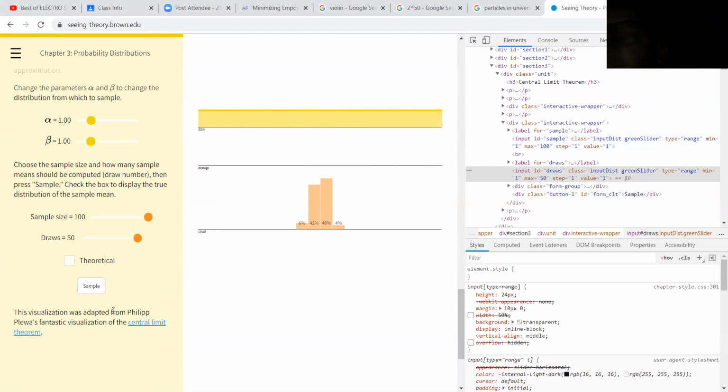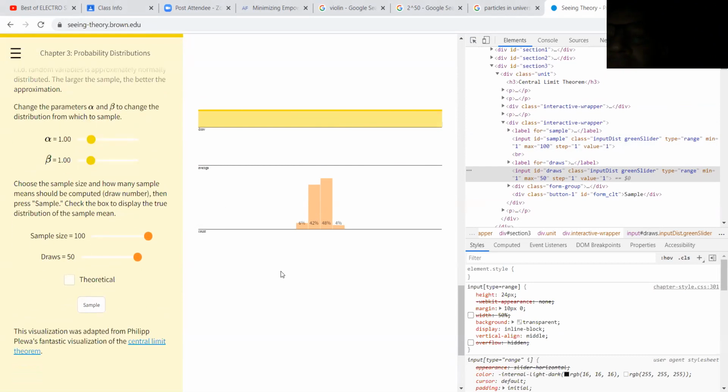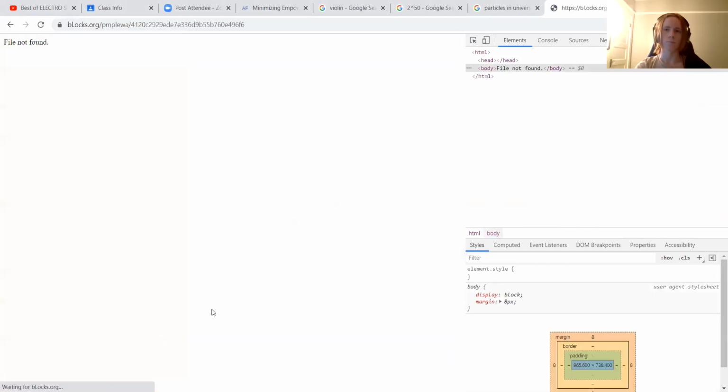Oh, I see. What about his link? I think that link might have a better visualization. This guy? Yeah. I'm not sure if it's still active. Oh yeah, okay. File not found. Blocks.org. Yeah. It's a shame.